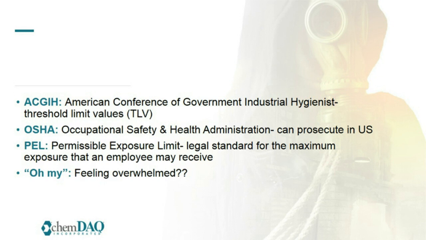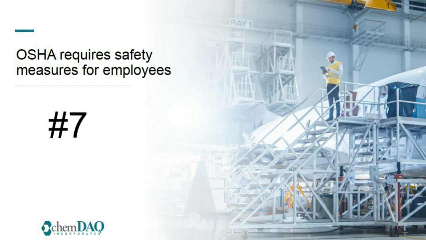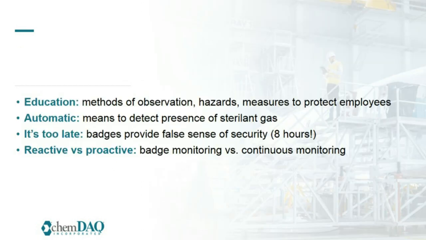This brings us to number 7. OSHA requires safety measures for employees. When you think about these safety measures, OSHA in their education says employee training shall at least include methods of observation to be used to detect the presence or release of hazardous chemicals in the work area, such as monitoring conducted by an employer, continuous monitoring devices, visual appearance or odor of hazardous chemical when it is being released, etc.